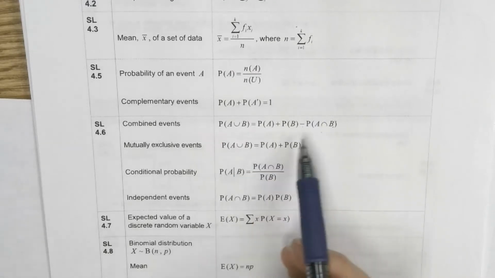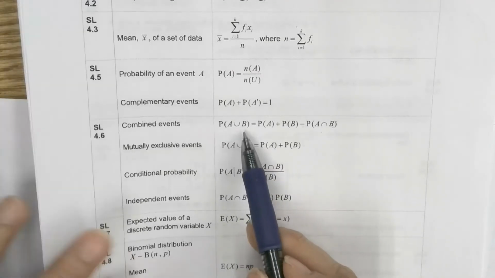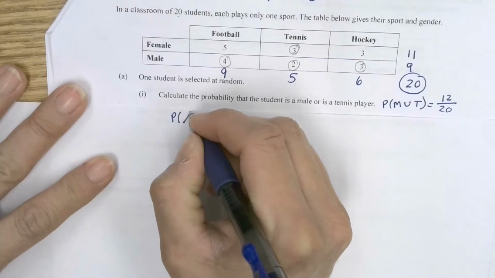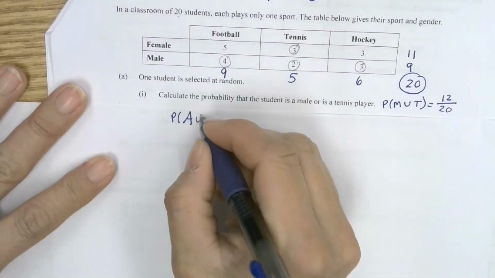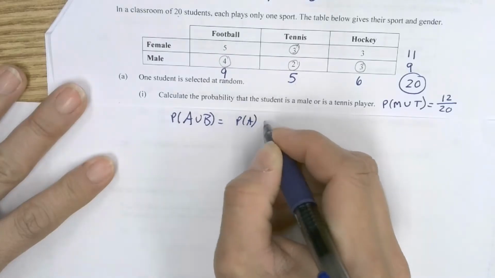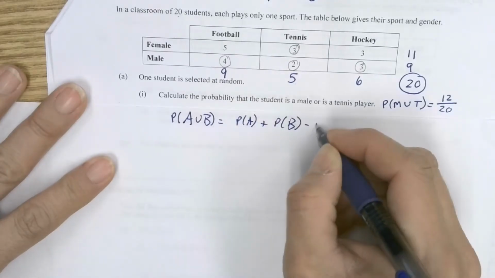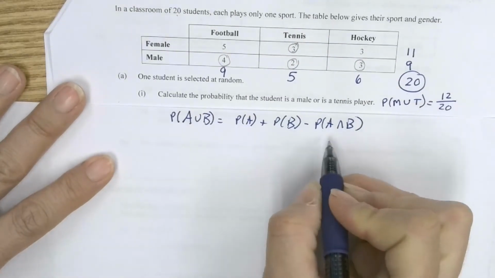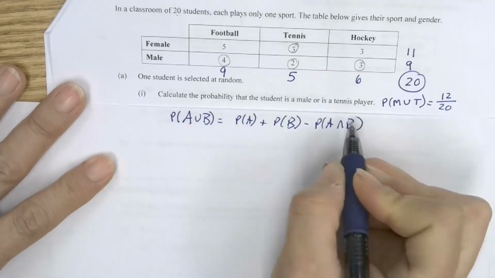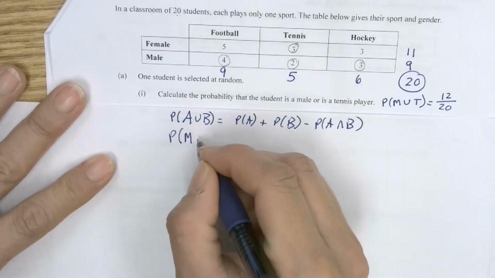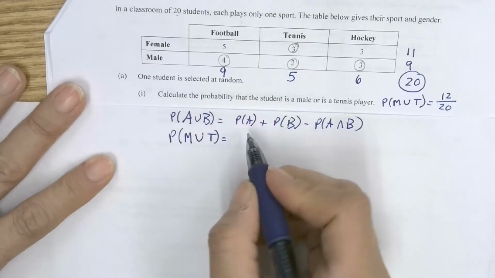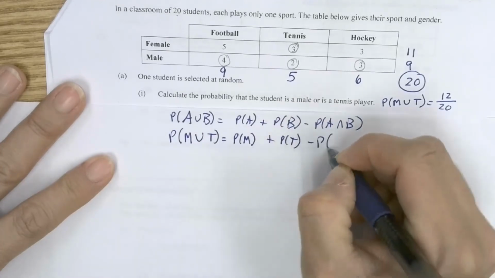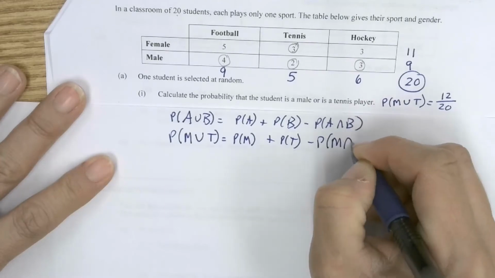But here I do have some overlap, so I'm going to use this formula, and I'm always going to start these problems by writing the formula down first. So the probability of A or B is the probability of A plus the probability of B minus the probability of A and B happening. And so I'm going to substitute in what I know. I am finding the probability that the person is male or plays tennis. So that would be the probability that they are male plus the probability that they play tennis minus the probability that they are male and they play tennis.